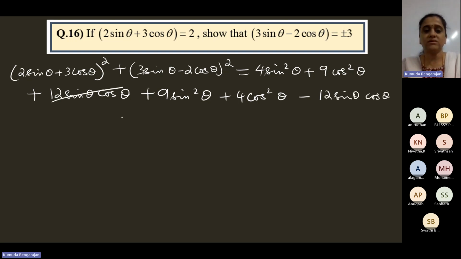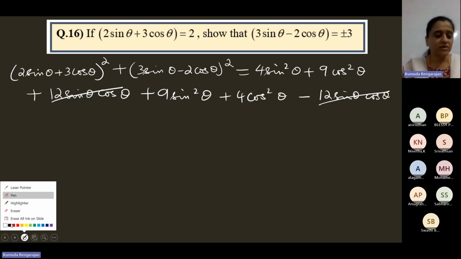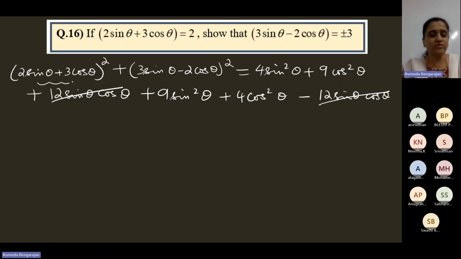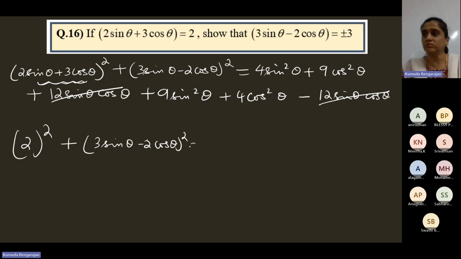So plus 12 sine theta cos theta minus 12 sine theta cos theta cancels. Now on the left hand side, you can substitute. You know the value of this one. What is the value of 2 sine theta plus 3 cos theta? 2. So it'll be 2 squared. Left hand side, 2 squared plus the next expression, you have to find its value. So that will come as it is: 3 sine theta minus 2 cos theta, whole square, is equal to.